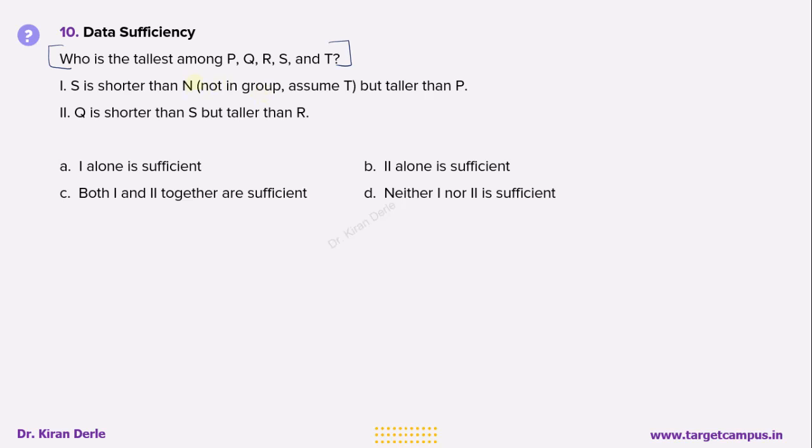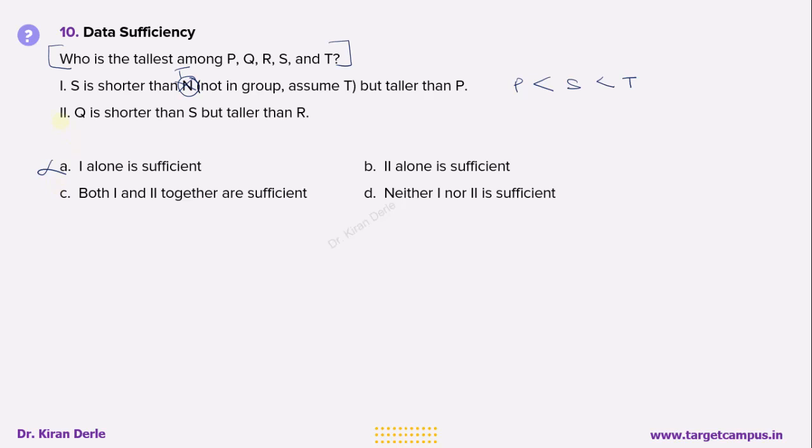Oh, so you should actually assume this as T. Okay, so it is just to misguide us. S is shorter than T but taller than P. Fine. So from statement 1 alone, can we say who is tallest among them? No. So statement 1 alone is not sufficient.